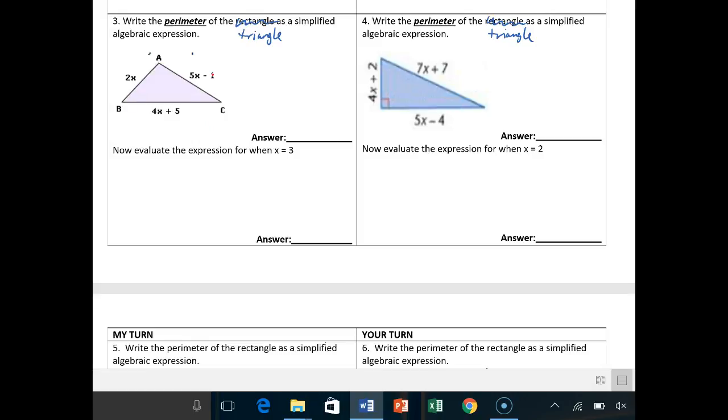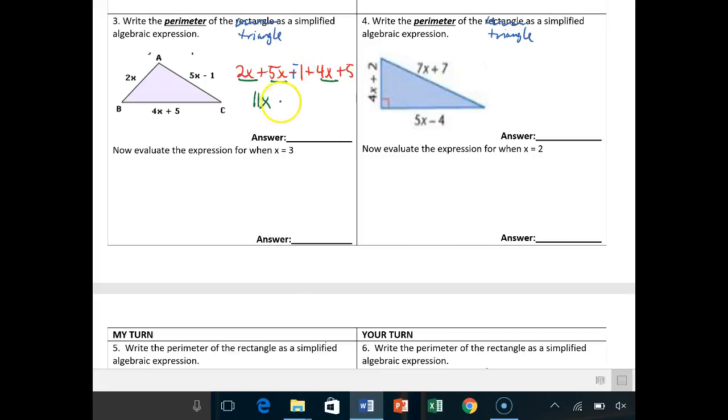So I'm just going to add up. Okay, I have that side, which is 2x, plus this side, which is 5x minus 1, plus this side, which is 4x plus 5. If you want, you can go ahead and change this to plus and negative. And now we're just looking for like terms. So 2x and 5x and 4x. 2x plus 5x is 7x. Keep that in your head. Plus 4x, 7x plus 4x gives you 11x.